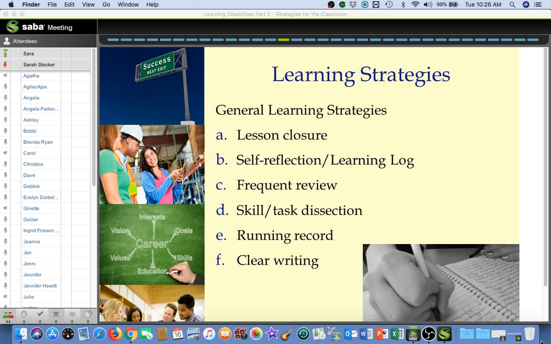This goes along with the AODA, the accessibility legislation. A shameless plug here: the Learning Networks of Ontario does offer a 12-week online clear writing course. For more information, please visit learningnetworks.ca. There are two clear writing resources, a little one-pager and a poster, that will be included in the resources after the session as well.